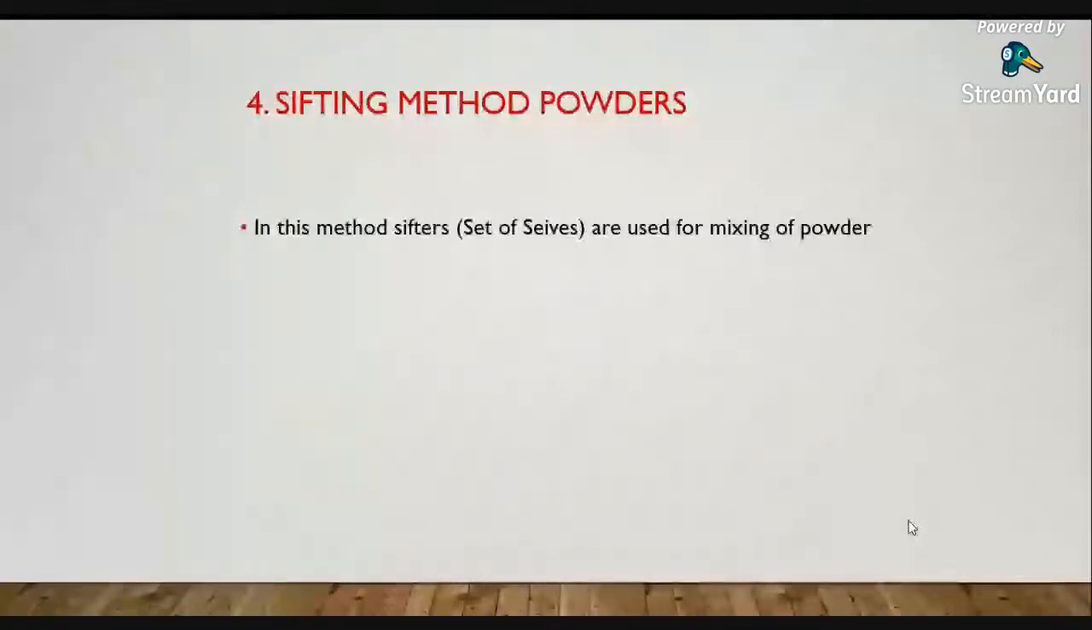The larger mesh size sieve is kept at the top, and the mesh size decreases as we go below, with the smaller mesh size sieve kept at the bottom. This set of sieves is mounted on a vibrator, and the vibrator vibrates. After pouring the powder material into the upper sifter, it passes from the upper sieve toward the lower sieves. Due to this movement of particles, powder mixing takes place.